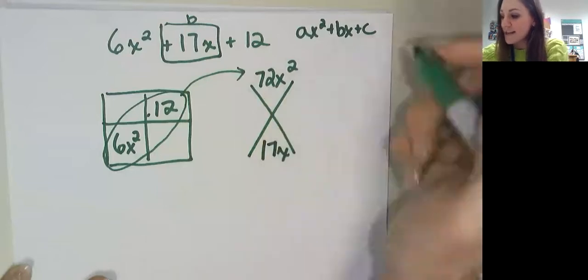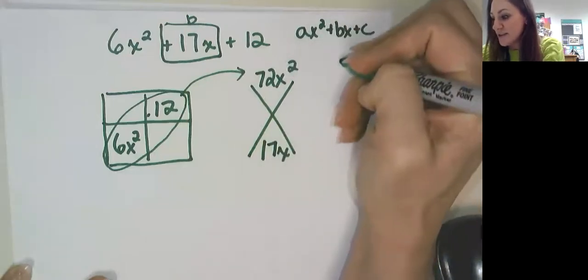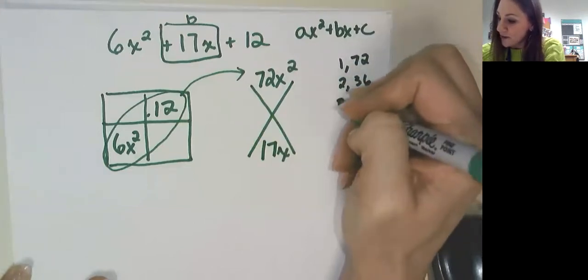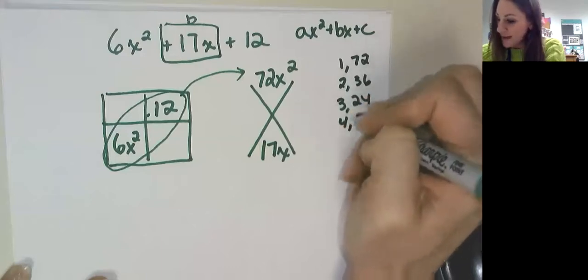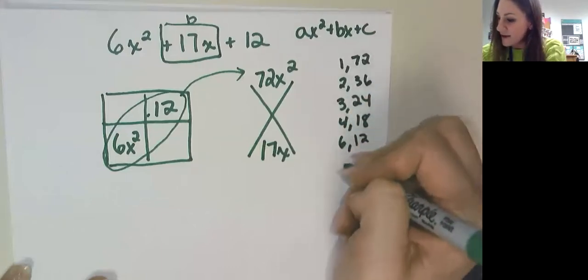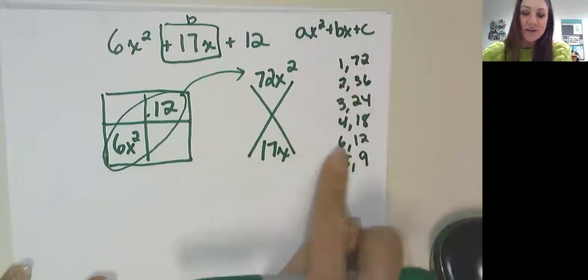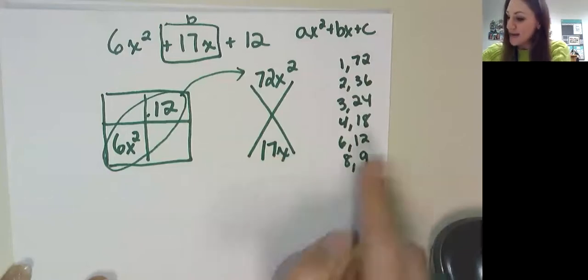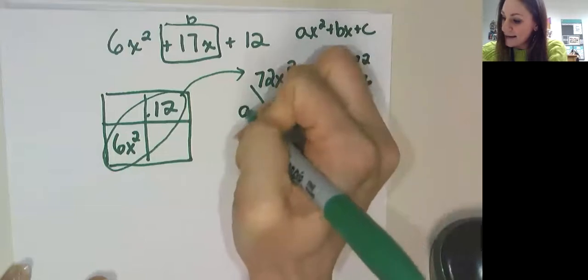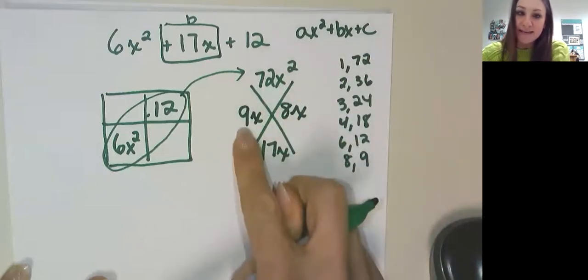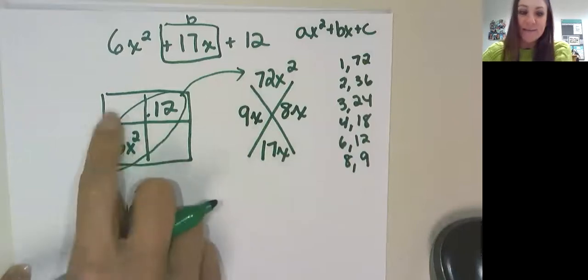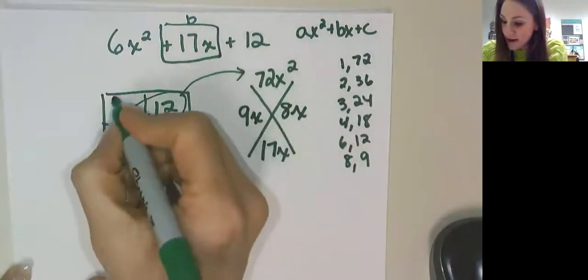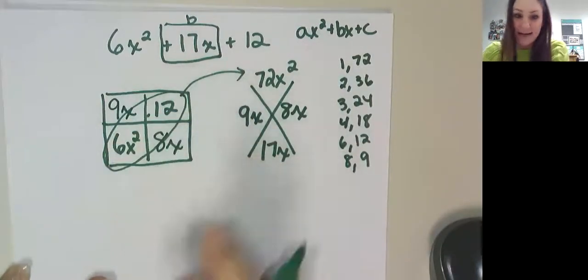When the numbers get large like this, I like to list all the factors of the top. So I have 1 and 72, 2 and 36, 3 and 24, 4 and 18, 6 and 12, and 8 and 9. Now I just look at these pairs and see which of them is going to add to give me 17, which would be 8x and 9x. Now I'm going to put these into the rectangle. It doesn't matter where you put them because we can just orient the rectangle either way. It's the same value. So I'm going to put the 9x and the 8x there.